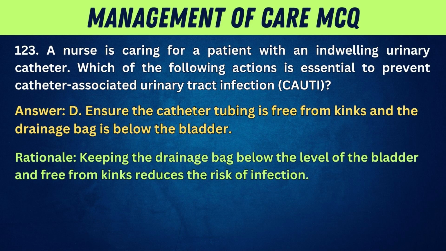Answer. D. Ensure the catheter tubing is free from kinks and the drainage bag is below the bladder. Rationale. Keeping the drainage bag below the level of the bladder and free from kinks reduces the risk of infection.